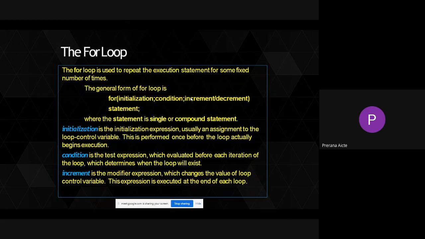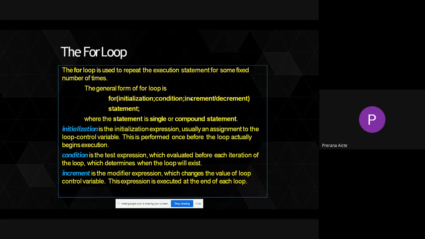What is initialization? After for, which is a keyword, we have the initialization part, which is an initialization expression. Usually it is an assignment to the loop control variable. Whatever variable we are considering to control the loop will be initialized here. This is performed once, before the loop actually begins its execution.